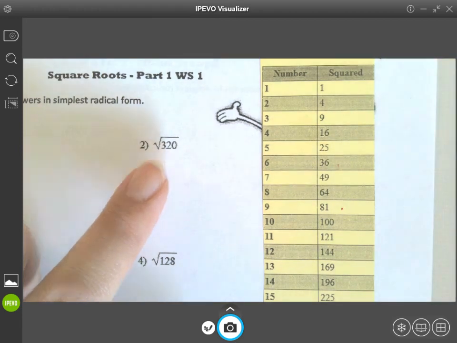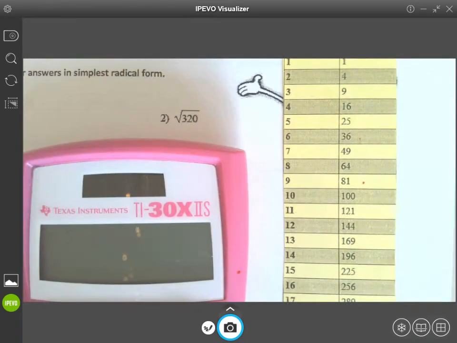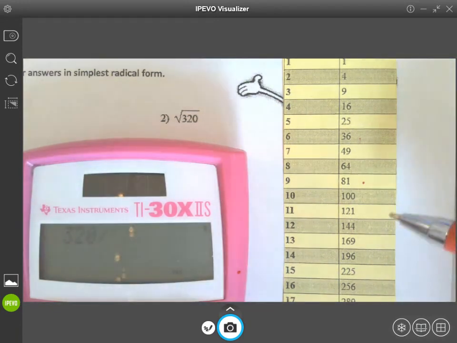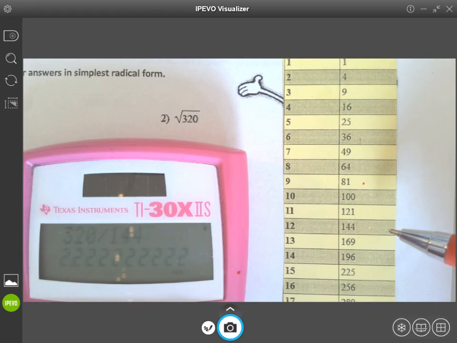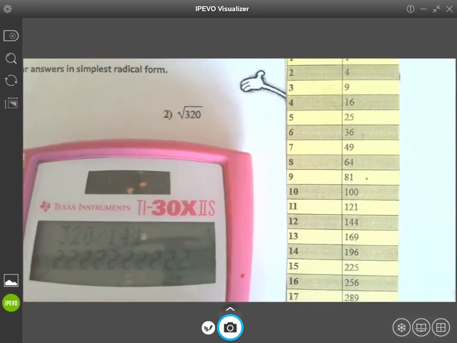So take your calculators, and this is what you guys are doing. You're taking your calculator, and you're actually taking 320 and dividing it by 144. Now, I'm pretty sure that's not going to work. All right, that didn't work. You can't really see that well. Is that any better to see?